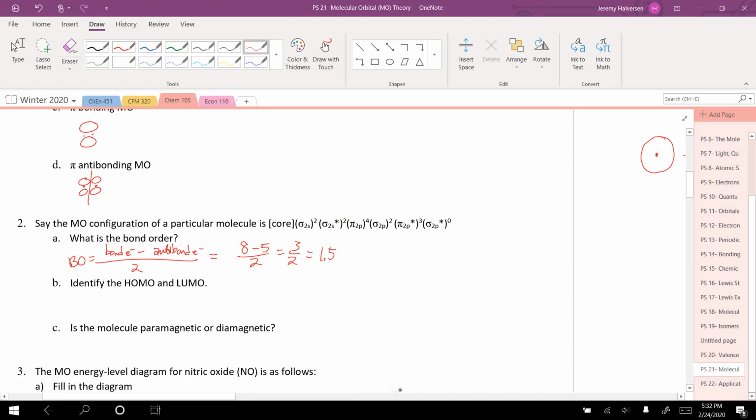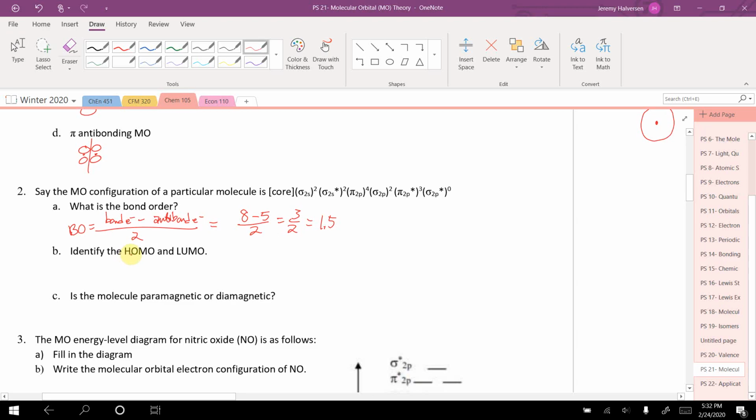HOMO and LUMO. Okay, HOMO stands for highest occupied molecular orbital. LUMO stands for lowest unoccupied molecular orbital. So highest occupied, I just move up in energy until I get to the last thing with electrons. It's a pi 2p star. So the HOMO is pi 2p star. The LUMO is the lowest unoccupied, last thing with no electrons. So that's going to give me sigma 2p star. Easy enough.